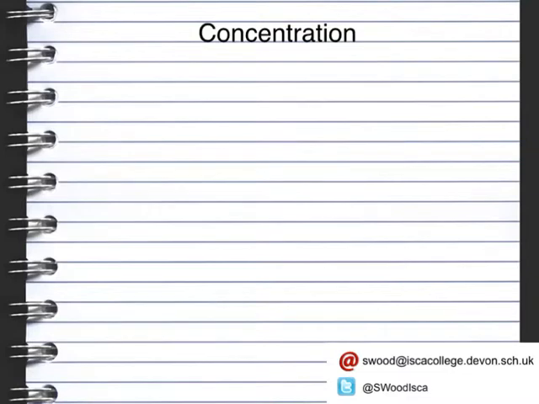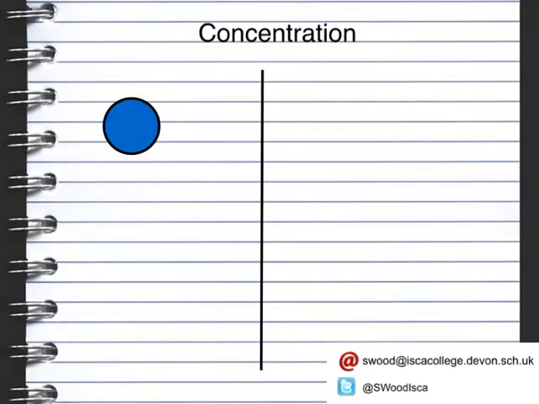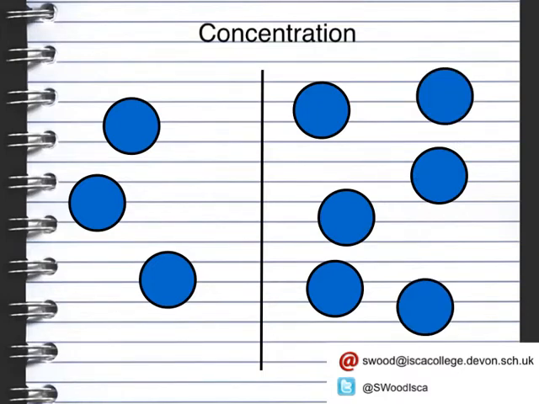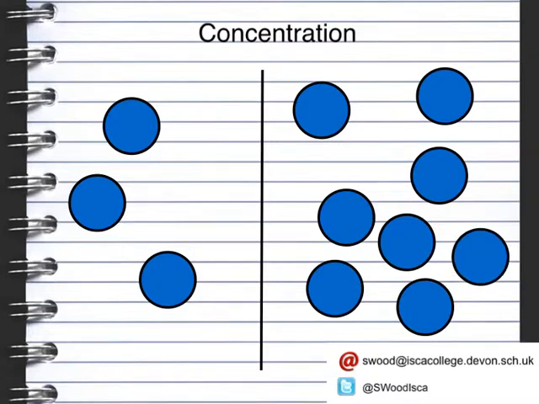Now, when we have a concentration, we can have a significant difference in concentration. If we look here, we've got one concentration on one side and another on the other. On this side there are more particles and therefore a higher concentration, whereas on this side there are fewer particles and therefore a lower concentration.